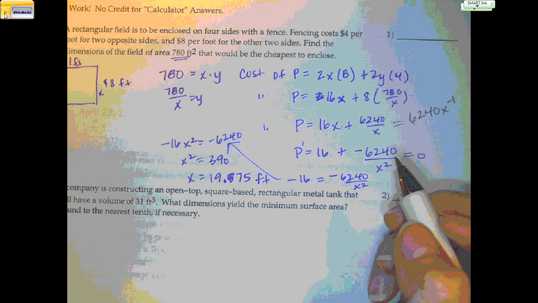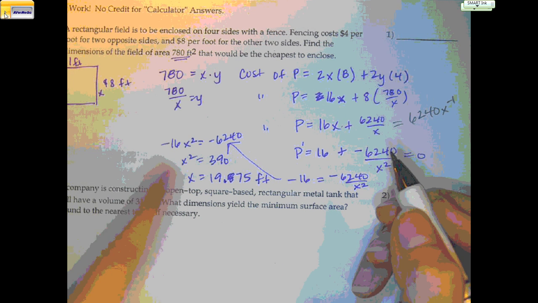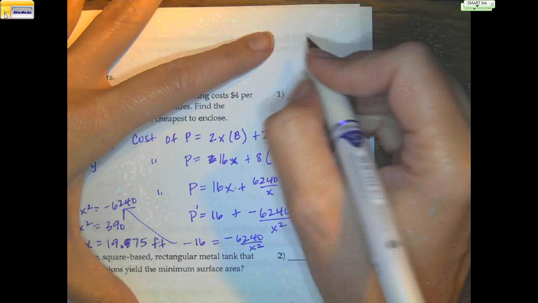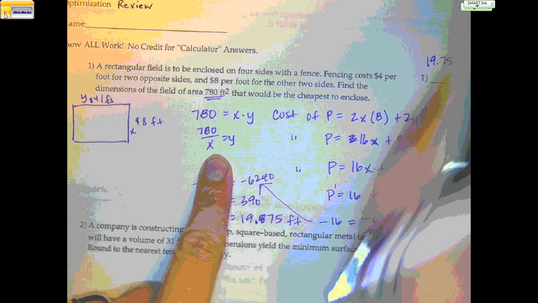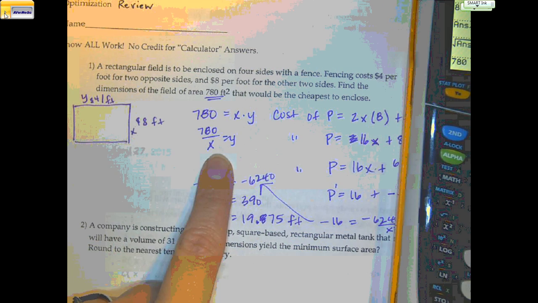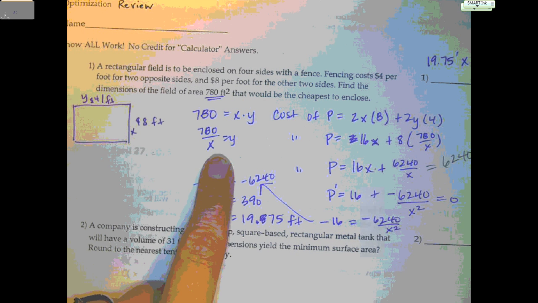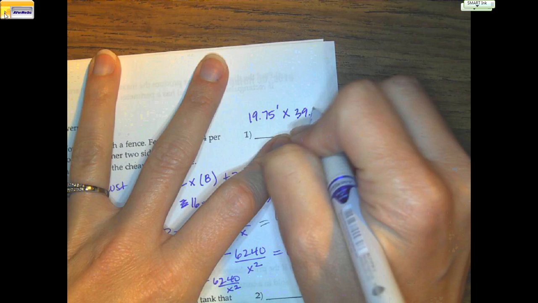And the question says to find the dimensions, so they want length and width. So I have 19.75 for x. What's the other one? How do I get it? Plug it back in right here. 780 divided by 19.75, and you get 39.5 feet.